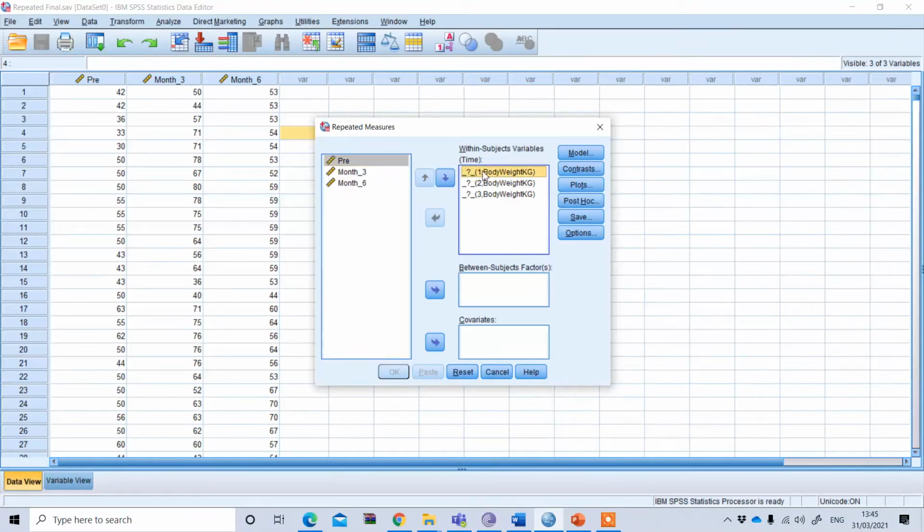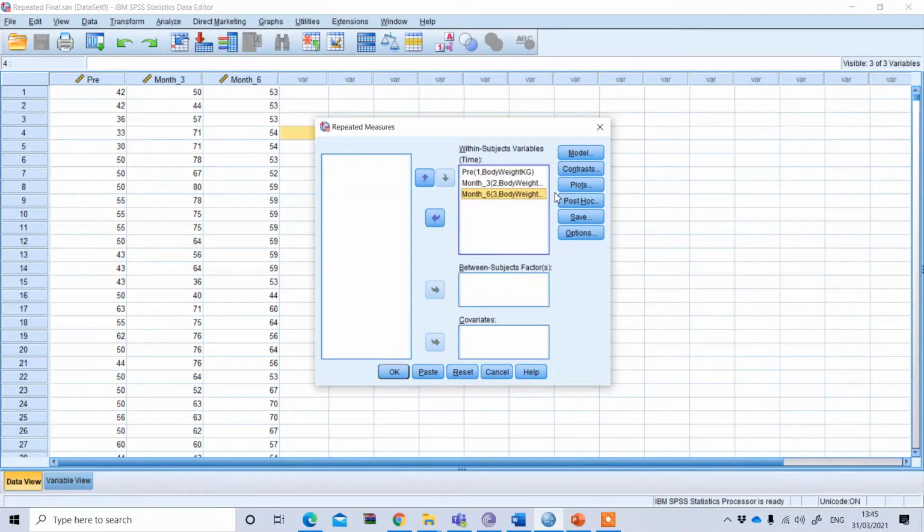So the first one is the pre. If I click this one and then pre, and then this button, it will go there. Then I need to click the second one, and this is the second column. You see this is for month 3, and the last one is for month 6.